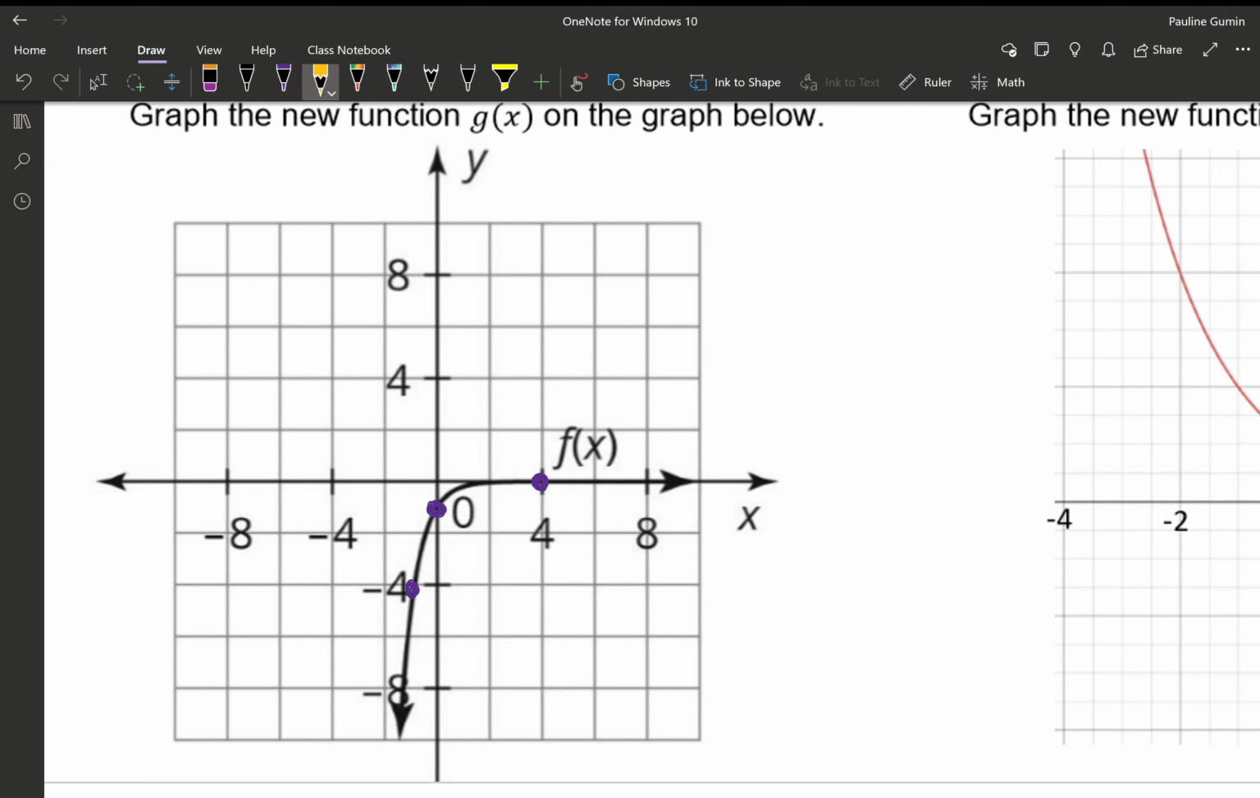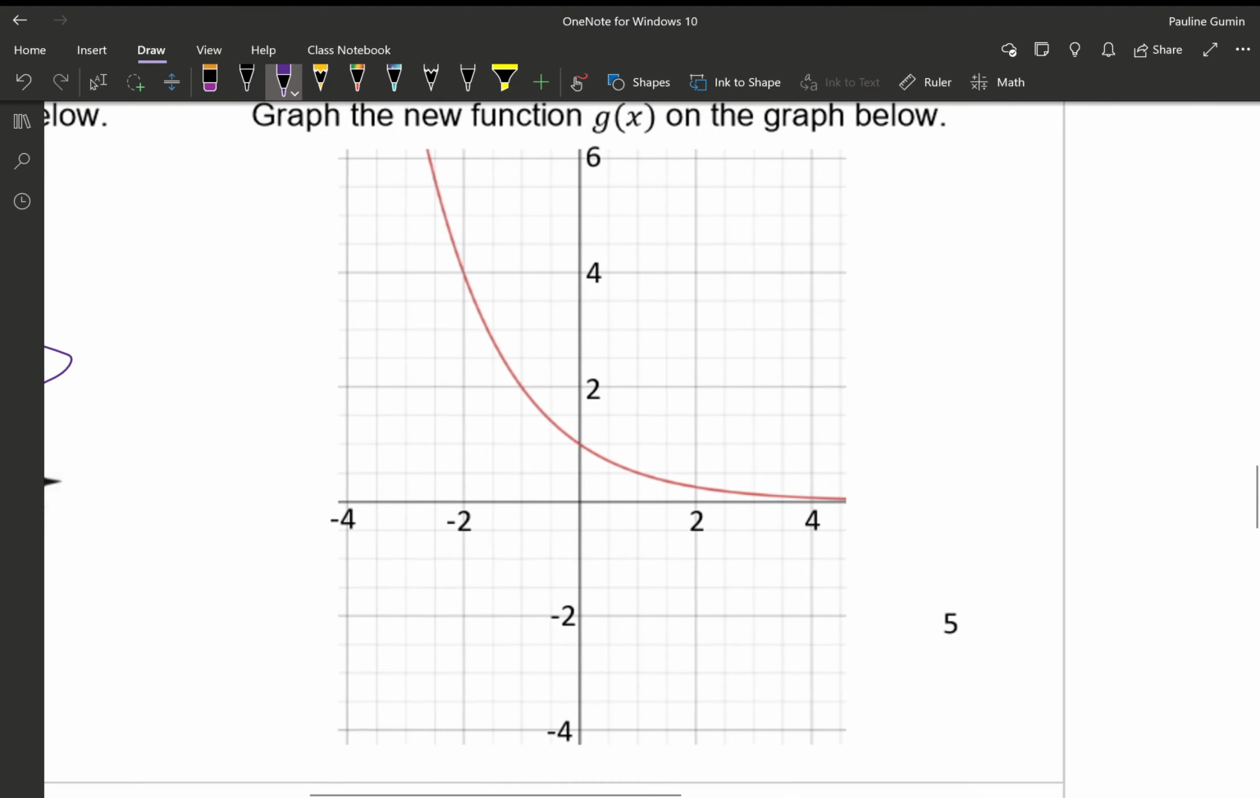Now we're going to move up 4. Let's do it. This graph's going by 2, so 2, 4, 2, 4, 2, 4. New point, new point, new point. And of course, our nice swoop. Mine is not as beautiful as yours is probably, but that's okay.